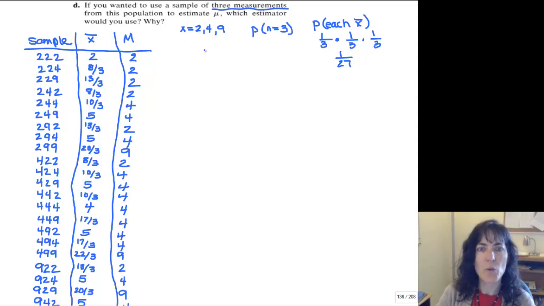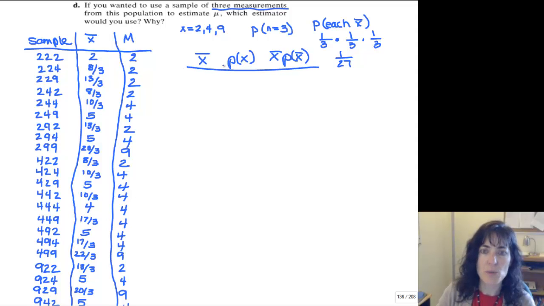Yeah, so what I want to do now is make a table of the x bars that I came up with. So I have x bar, and then I need to write the probability of x bar, and then x bar times the probability of x bar. So I'm going to make just a small table here. It won't take nearly as long, I promise.